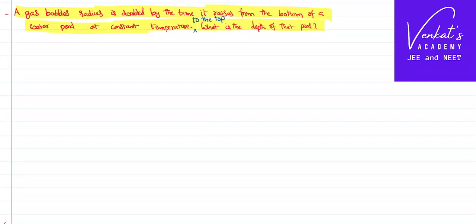So what is happening here? How do we draw the diagram? There's a water pond like this. It is all full of water. That's a gas bubble at the bottom. It is rising from the bottom to the top. By the time it has reached the top, its radius is doubled, right? That means if the radius at the bottom is r, at the top the radius is 2r.